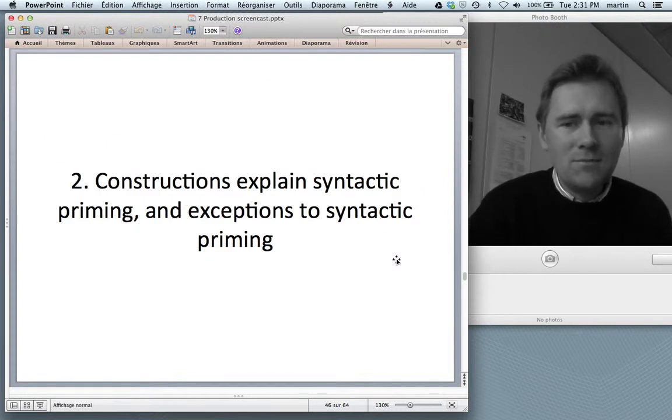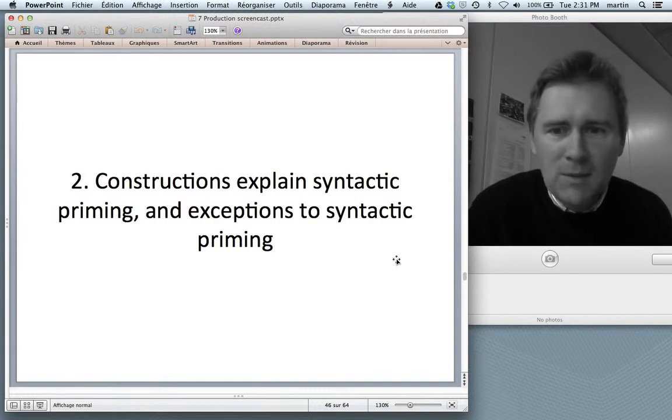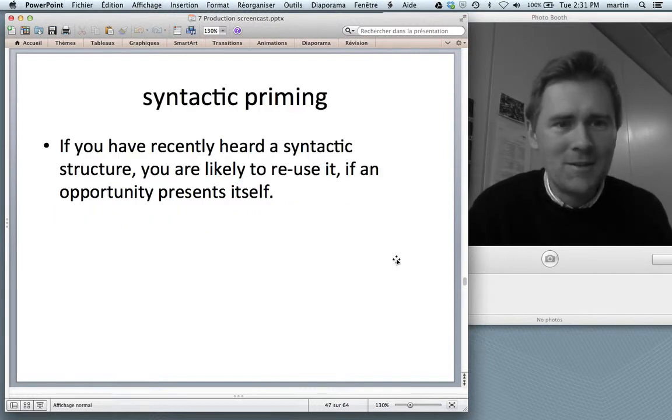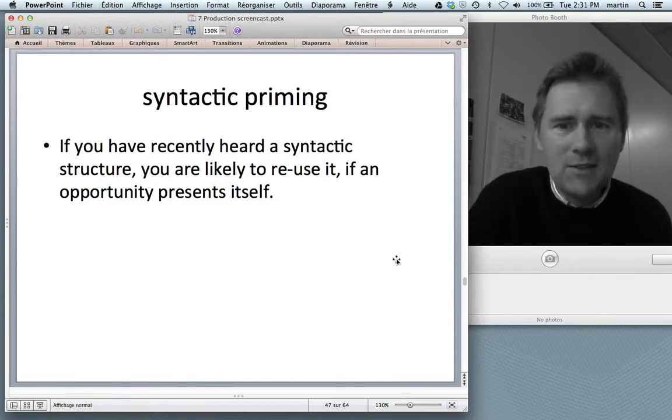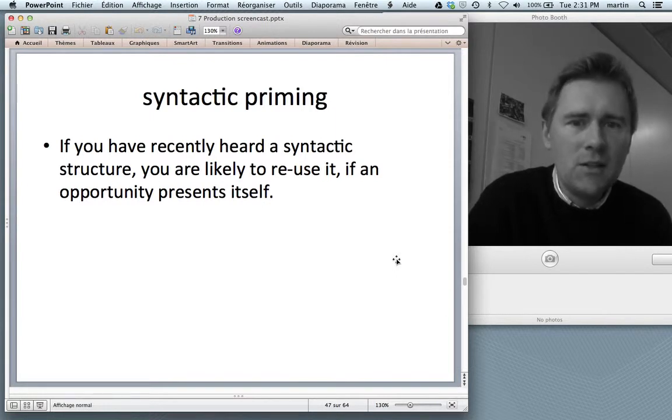Okay, moving on to a second point. Constructions explain syntactic priming and also exceptions to syntactic priming. Syntactic priming. Well, in a nutshell, syntactic priming is if you have recently heard a syntactic structure, you are likely to reuse it if an opportunity presents itself.